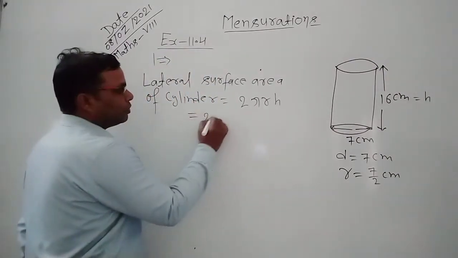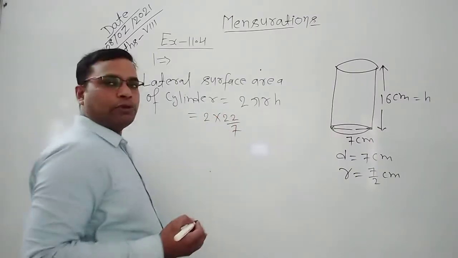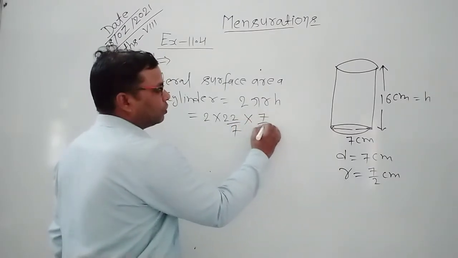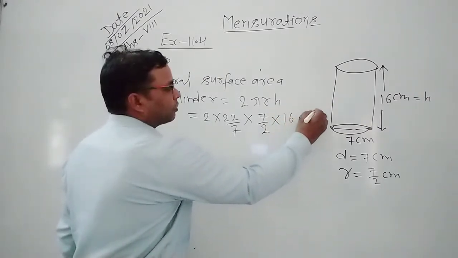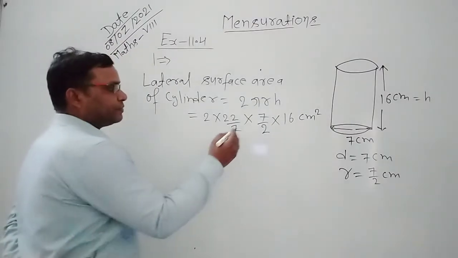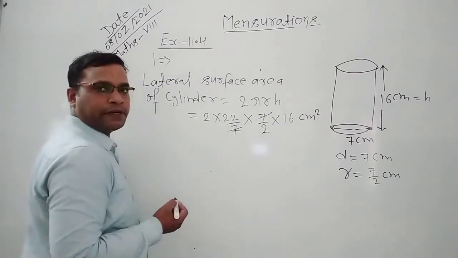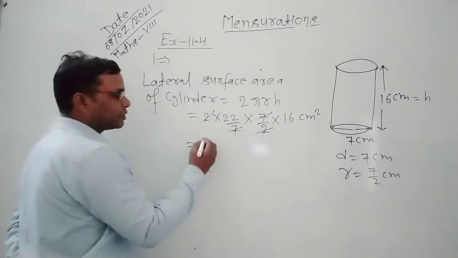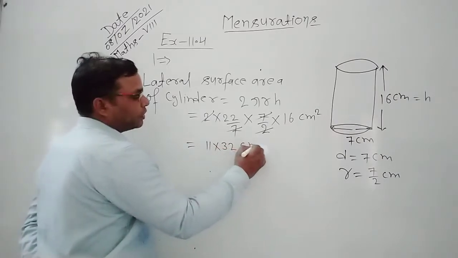This is equal to 2 into 22 by 7, where 22 by 7 is the value of pi, and R is 7 by 2 centimeter, and H is given as 16 centimeter. Because this is an area, the unit is square. So you can cancel here: 7 by 7 cancel and 2 cancel. So here we have only 11 into 32 centimeter square.